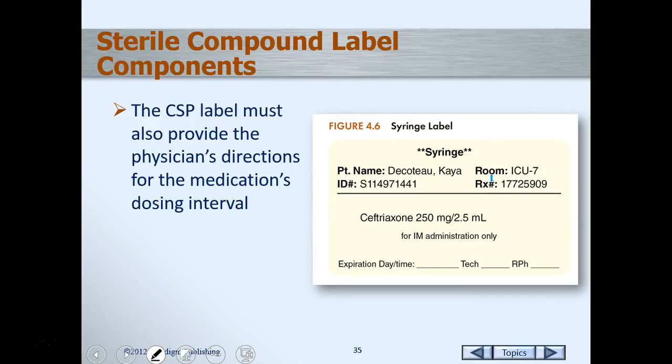Also, for push, things can be sent to the floor as a syringe. So we want to send ceftriaxone 250 milligrams in 2.5 milliliters of solution to be given IM. And that would be a one-time injection in a syringe. Now, when we process syringes and send those to the floor, we need to remove the needle and put a syringe cap on it. And then we will generally cover that with a tamper-proof seal.